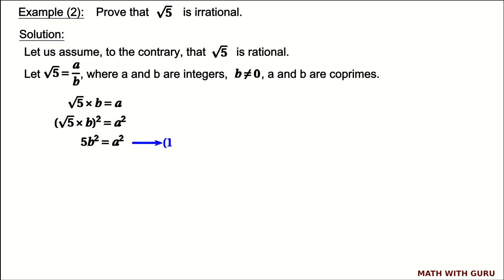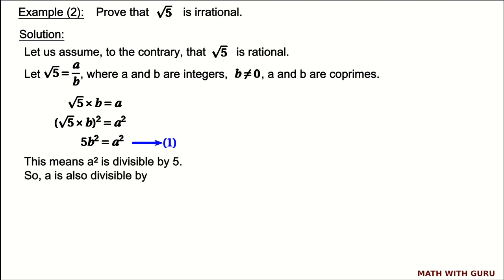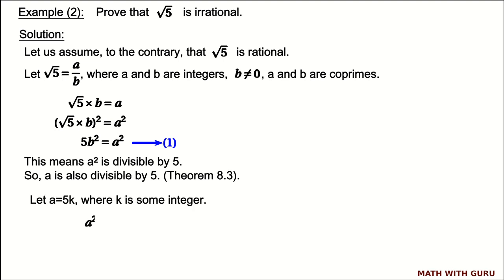Take this as equation 1. This means a squared is divisible by 5. So, a is also divisible by 5. Let a equals 5k. Then, squaring both the sides, a squared equals 5k whole squared. A squared equals 25k squared. Take this as equation 2.